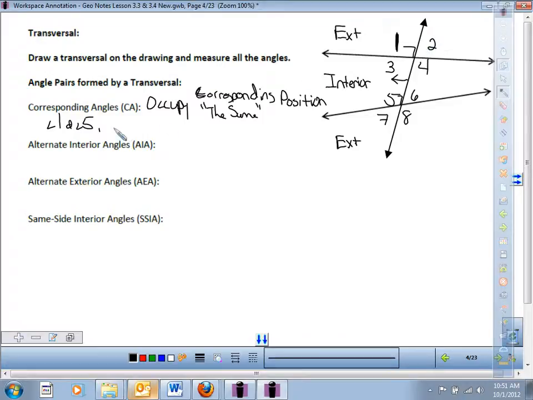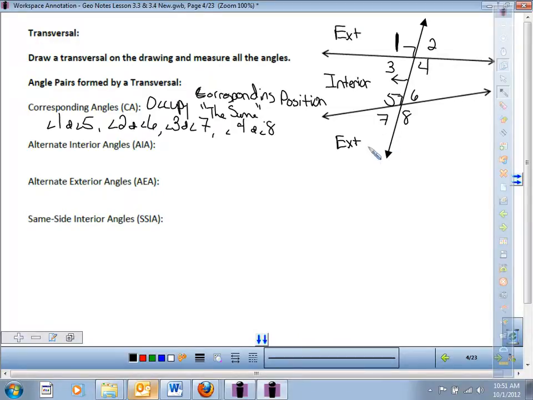What angle is in the same position as angle 2 is up here? So we go to the right of the transversal, we go up and right, up and right. So angle 2 and angle 6 are corresponding angles. Okay, let's get the rest of them. We actually have 4 pairs of these. So let's go to angle 3. Now this one's interior, so we've got to go to the exterior down here to the left, 3 and 7, and then 4 and 8. So right here I have 4 pairs of corresponding angles.